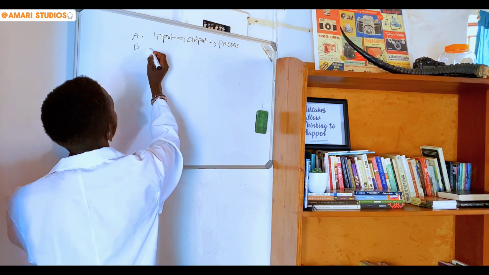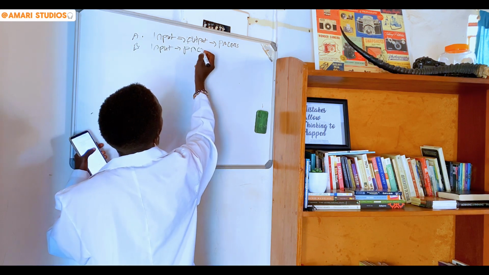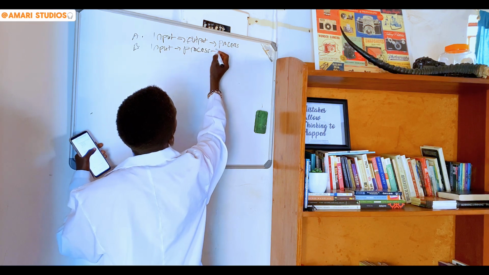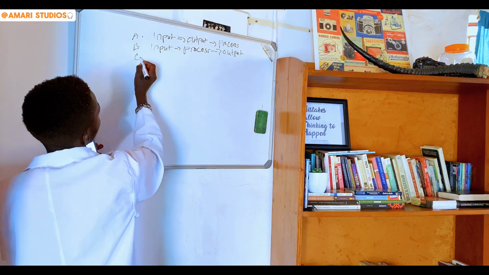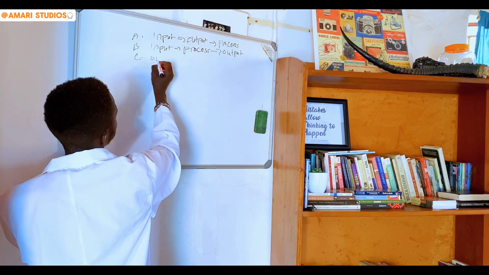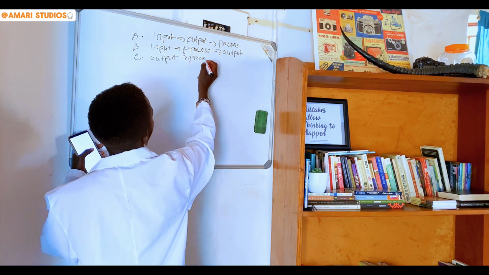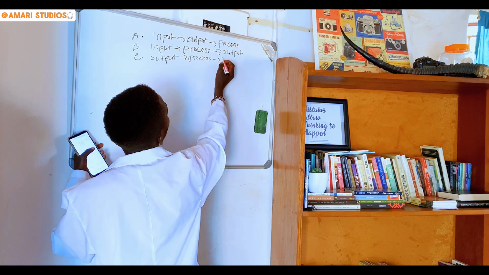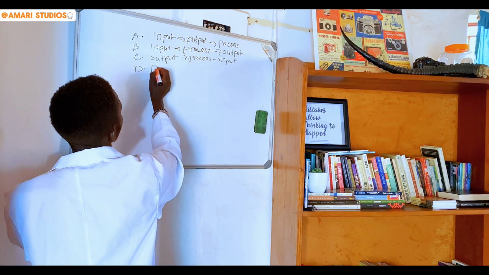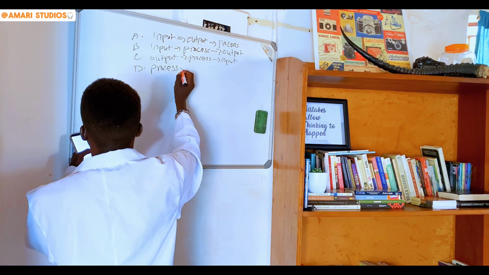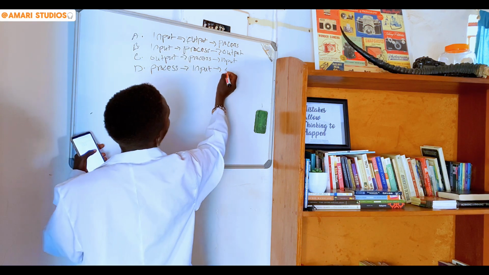Then B is saying input, process, then we have output at the end. Then option C is saying output, process, and lastly, input. And then D is saying we have process as the first step, then input is our next step, and lastly, we have output.